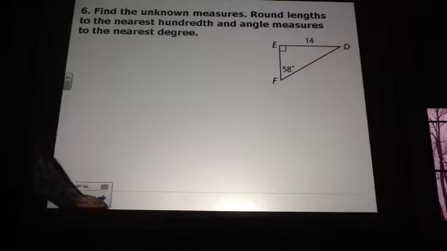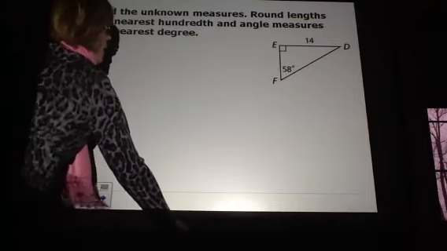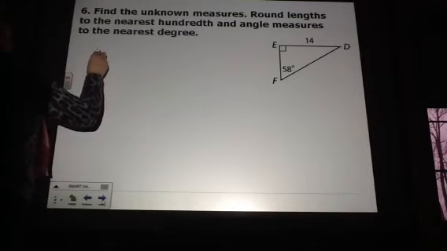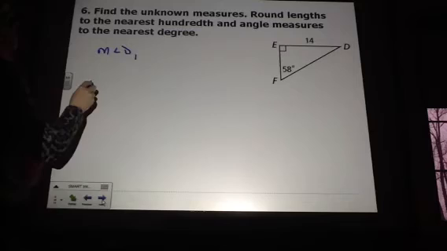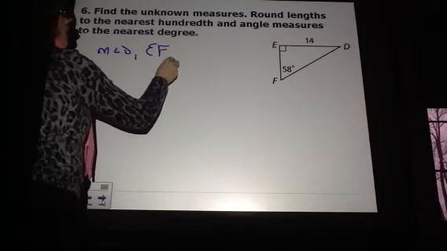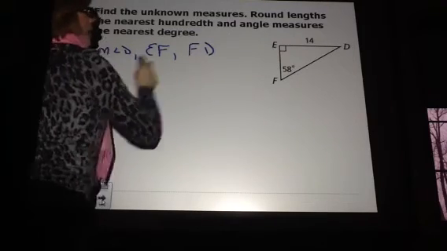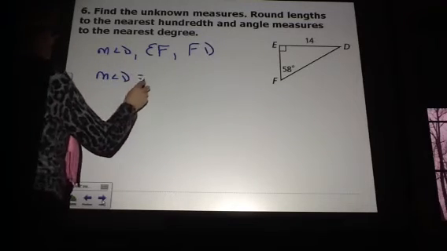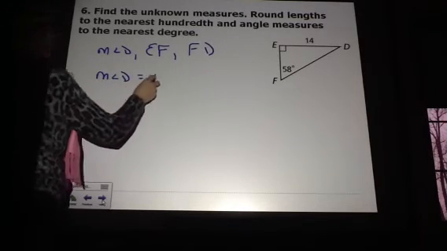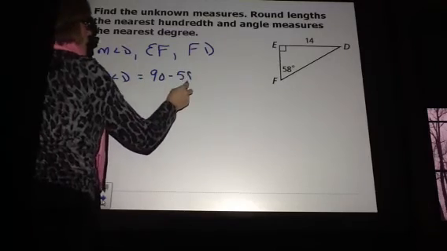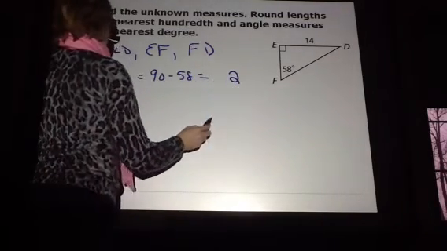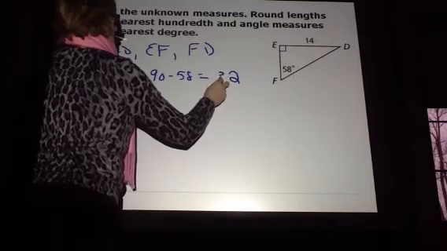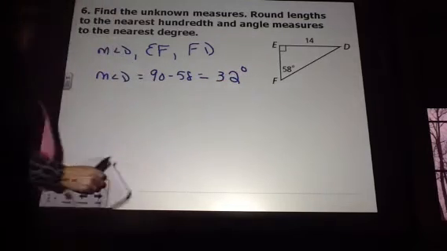Okay, let's do another one like that. On this one, we have to find the measure of angle D, EF, and FD. Well, for the measure of angle D, guys, use common sense here. I've got a right triangle, and I'm given one acute angle. All I got to do is take 90 minus 58, and I get 32 degrees.